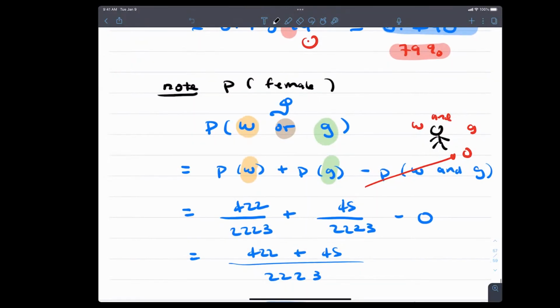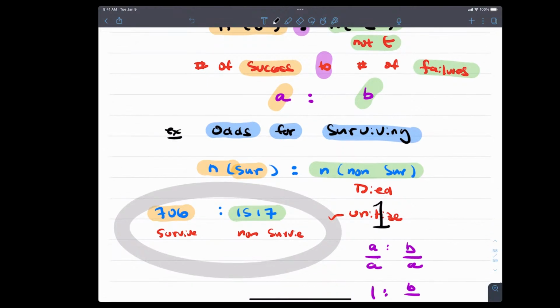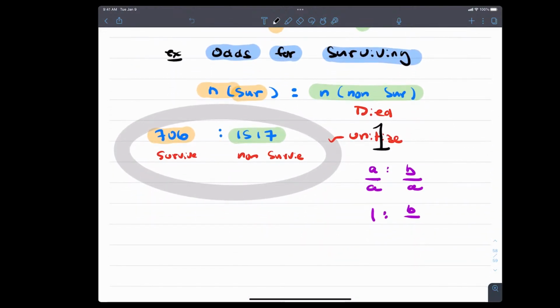Anyway, where do we leave off in our notes? Do you guys remember? If I go back and we try to find out where we left off, this was for the Titanic, is that true? Yeah, we're looking at odds for an event, odds for surviving, and then we left off with what we call unitizing. So we're going to use some of that information today. Unitizing, meaning the odds for surviving the Titanic was 706 to 1517. Yeah, thank you, John. Okay, you guys remember we left off with that.